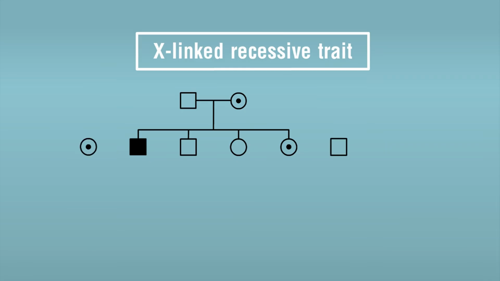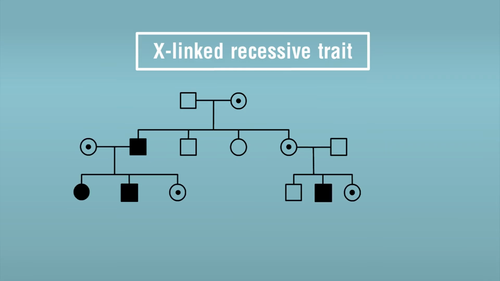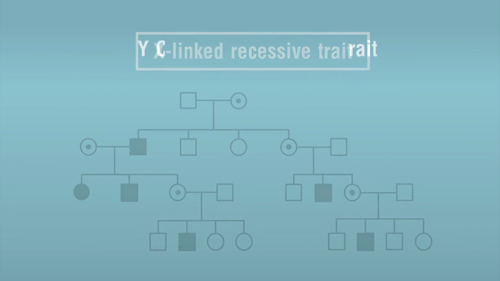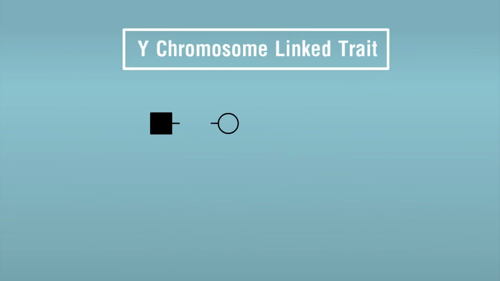In X-linked recessive trait, there are 3 conditions: affected father and normal mother, normal father and carrier mother, affected father and carrier mother. A male carrying one mutated gene in X chromosome is affected, but females carrying one mutated and one normal gene are unaffected. At last, we will look at Y chromosome linked trait.